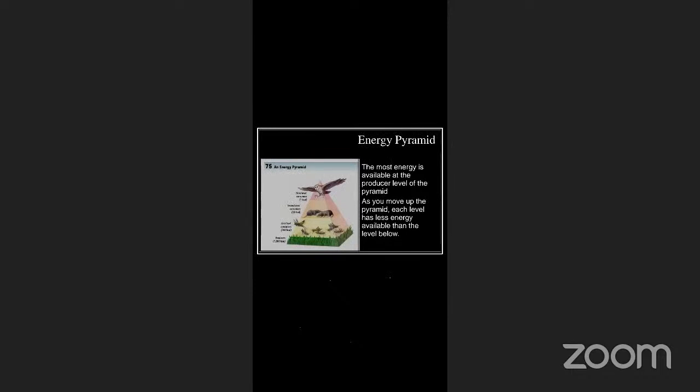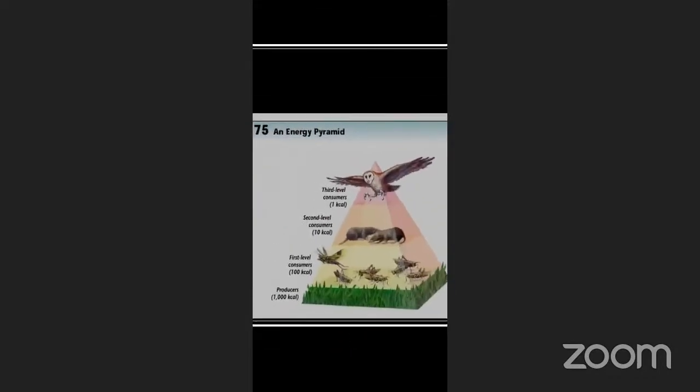Most energy is available at the producer level, at the bottom of the pyramid, and then it moves on to the top. When it finally reaches the top, the energy level is very, very less. In this diagram, the producers are plants, so the energy level is very high at the bottom producer level. Then at the first level consumers, it is reduced. At the second level consumers, it is reduced further. Finally, at the third level consumers, it is very, very less, almost negligible, compared to the producers.